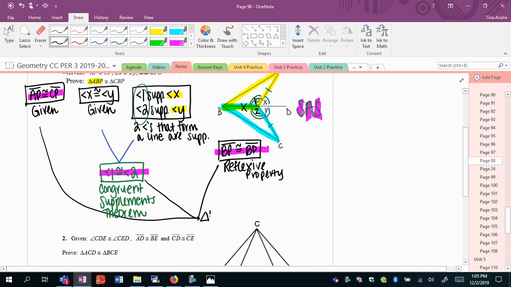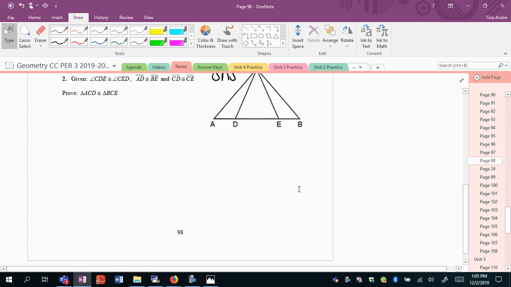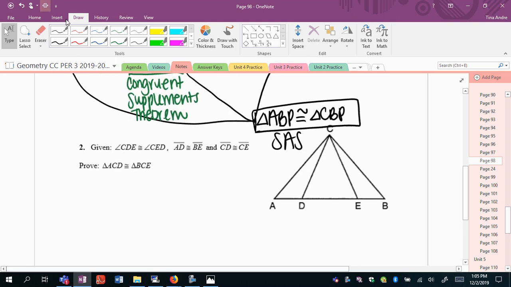So triangle ABP is congruent to triangle CBP by side angle side. And I have everything, I've checked it all off. I highlighted it as I checked it, so we're all good. So remember, the congruence theorems, you should always have 3 things coming to why the triangles are congruent, because there's always 3 things that are required. So let's look at one more example here.